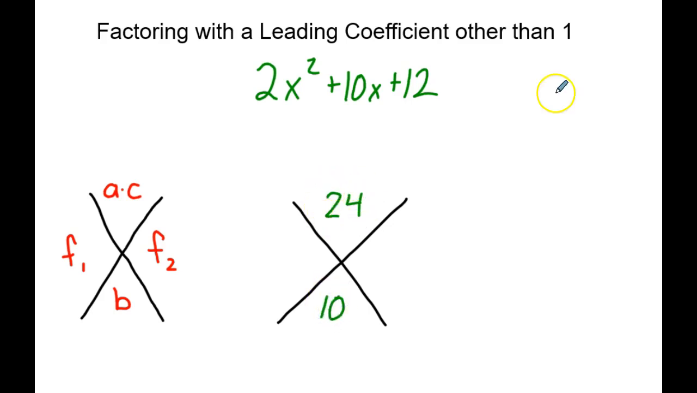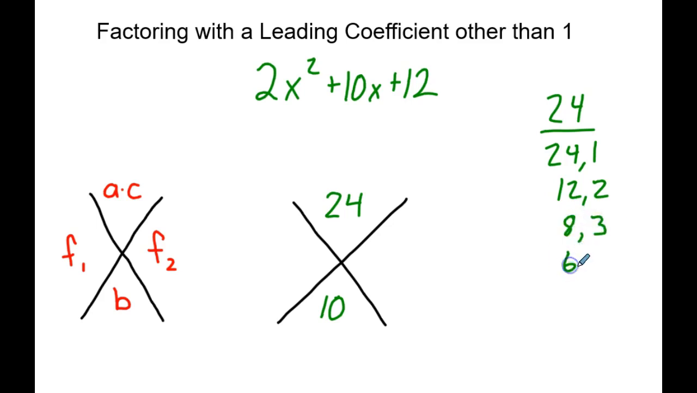So now I'm going to create my list of factors for 24, and I'm looking for the combination such that when I add those two factors together, I get a sum of 10. So I have 24 and 1, 12 and 2, we have 8 and 3, and then we have 6 and 4. So we can see at the end, 6 plus 4 is going to get us 10. So those are the two factors I would put on these outside boxes.